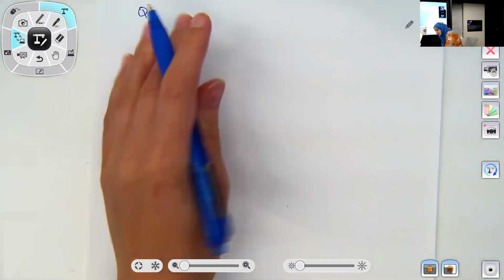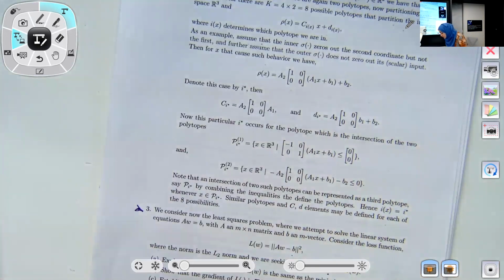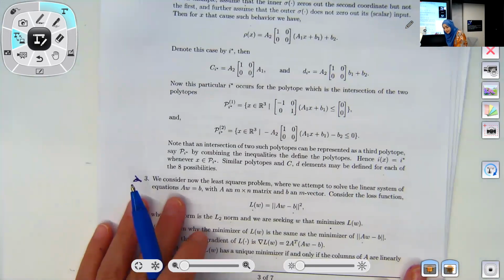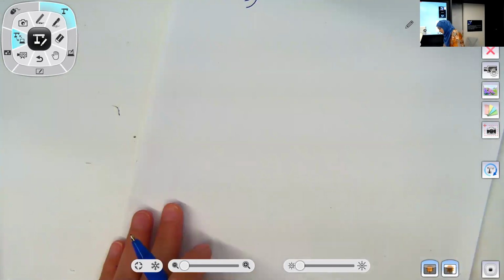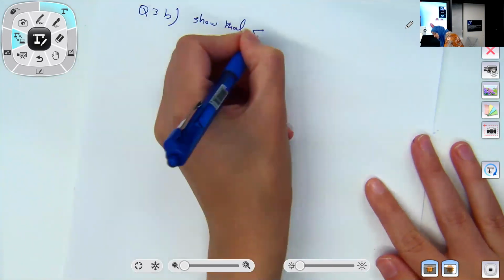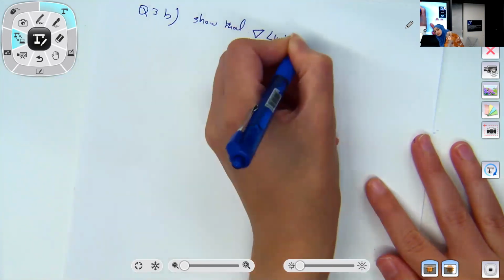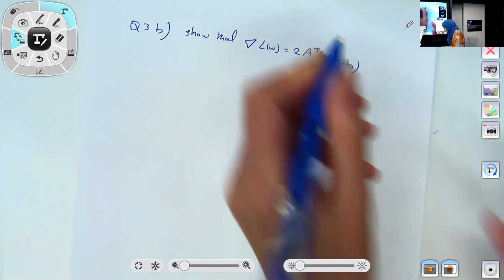Question 3, part B. In part B, they ask: show that the gradient of L of omega is equal to A transpose multiplied by (A omega minus B).